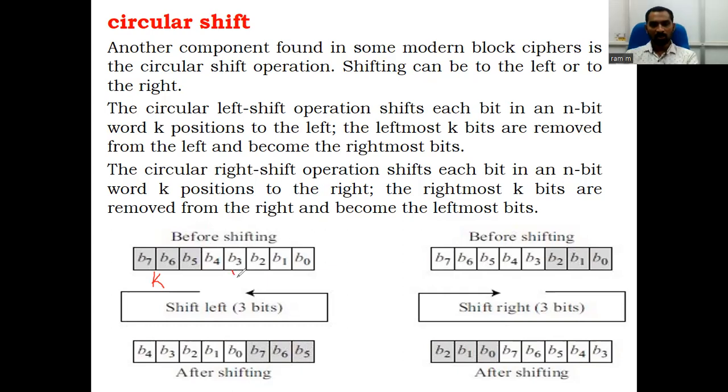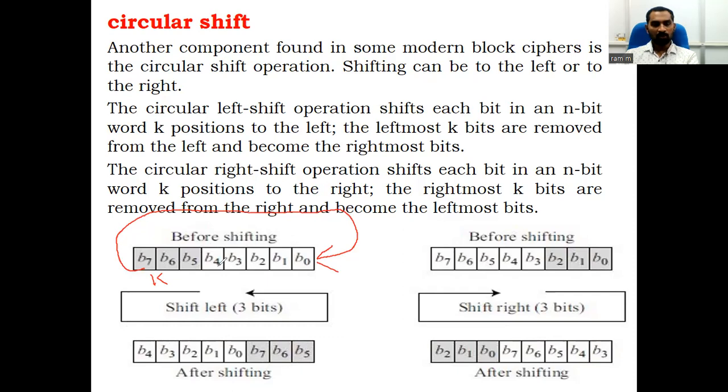these values will come and sit at the back, B7, B6, B5. Sorry, I told about right shift, but that is actually left shift. If you consider left shift, these 3 bits will come and sit at the back side of this data. So this is k bits. This is shift right, and this is shift left.